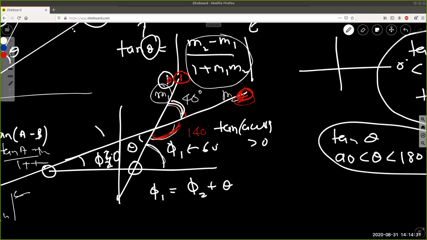M is delta y by delta x, right? Yeah, y2 minus y1 by x2 minus x1.